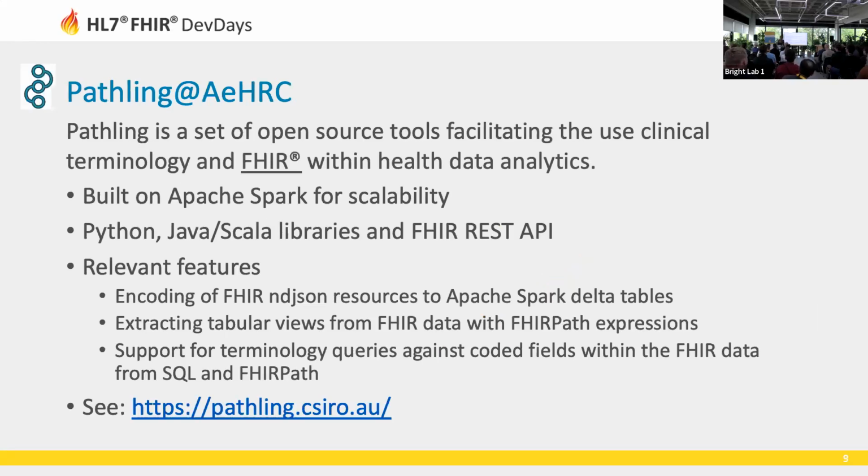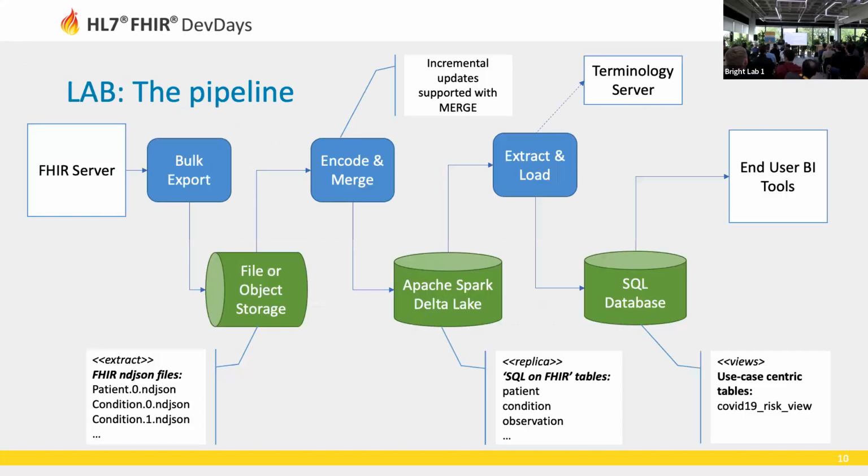And Pathling is a tool we're developing at the Australian e-Health Research Centre. It's a set of open source tools that facilitates use of FHIR in emerging data analytics. It's built on Apache Spark for scalability. We have libraries for Python, Scala, and also a FHIR API. And the features that are relevant for this pipeline are the fact that we can encode FHIR data from JSON to Delta tables. We can extract tabular views using FHIRPath expressions, also adding support for terminology functions in SQL and FHIRPath. So that's what we need for the pipeline, essentially.